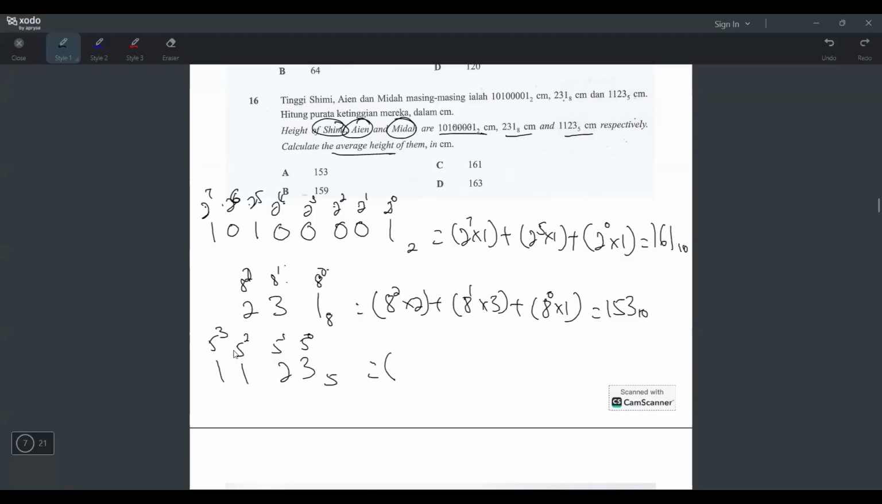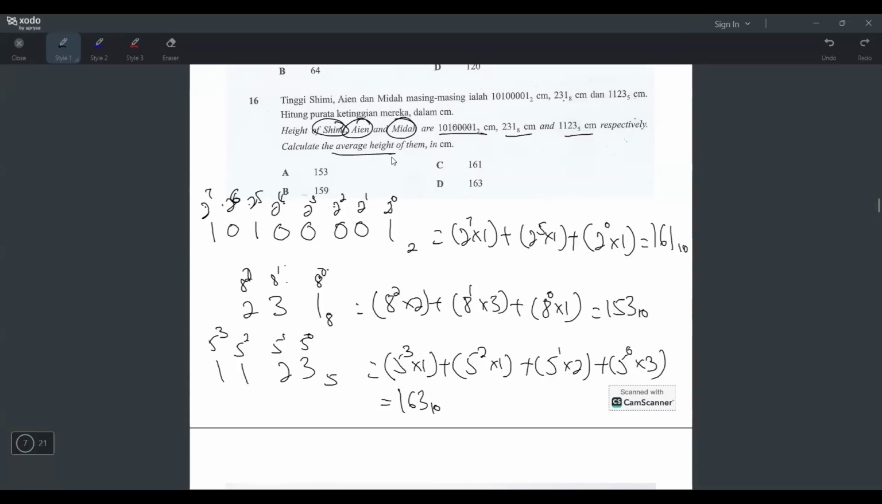You will take the place value, 5 power 3 times with the digit 1. And then do the same for the next one, 5 power 2 times 1. And then 5 power 1 times 2, 5 power 0 times 3. And then jumlahkan, tambah semua. If you press this, you will get the answer. 125 plus 25 plus 10 plus 3. Okay, 163. So the next person, dia punya tinggi 163 cm in base 10.